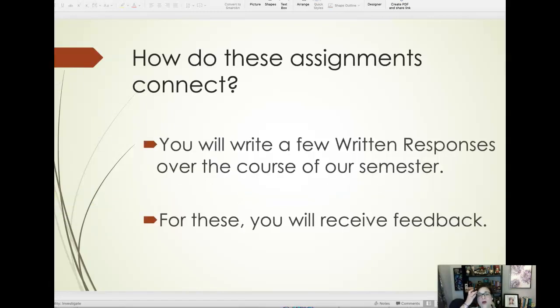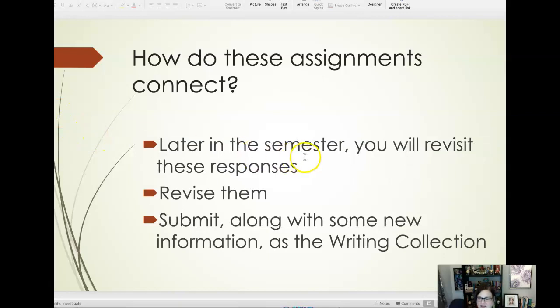So I just want us to get a visual and understand what we're going for in this assignment. So you're going to write a few written responses over the course of the semester, which you have done. For these, you will receive feedback. And then later in the semester, you're going to revisit these responses, you're going to revise them, and then you're going to submit them along with a little bit of new information, and that's called the writing collection. So sometimes the language can be a little bit confusing, but I want you to know that the writing collection is just collecting those written responses that I'm assigning for that assignment.